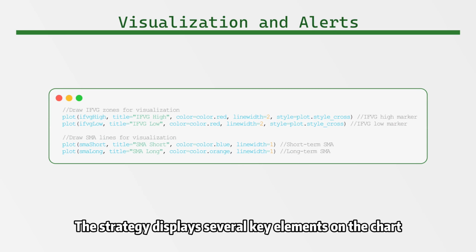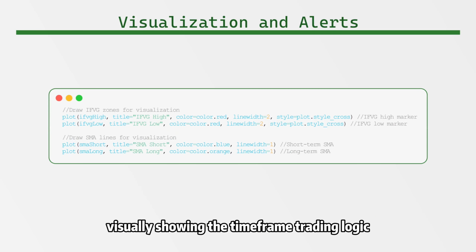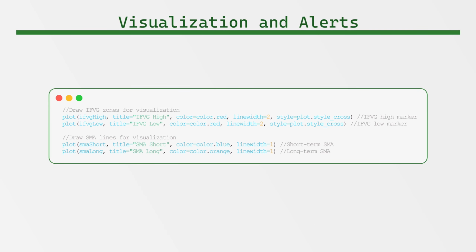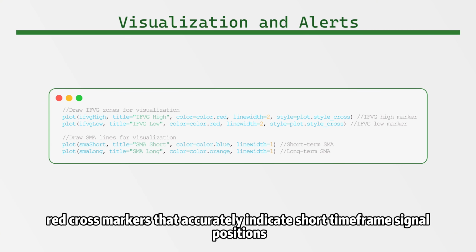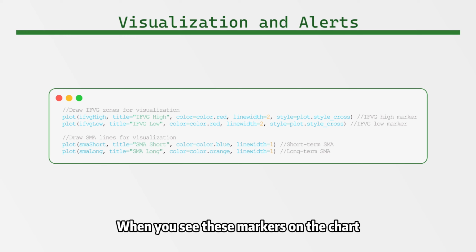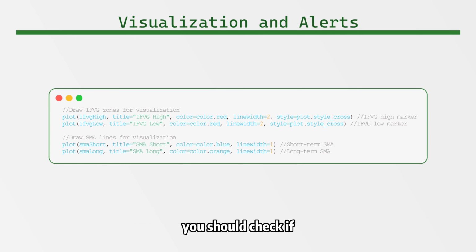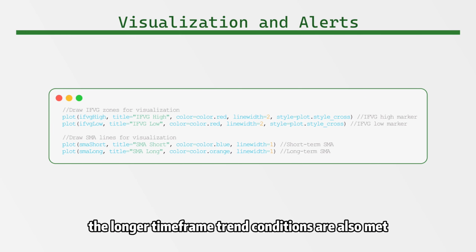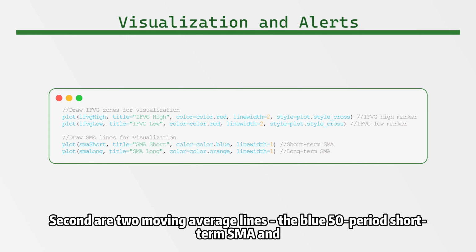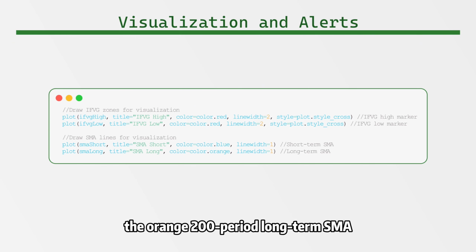The strategy displays several key elements on the chart, visually showing the time frame trading logic. First are the IFVG key levels shown as red cross markers that accurately indicate short time frame signal positions. When you see these markers on the chart, you should check if the longer time frame trend conditions are also met. Second are two moving average lines, the blue 50-period short-term SMA and the orange 200-period long-term SMA.